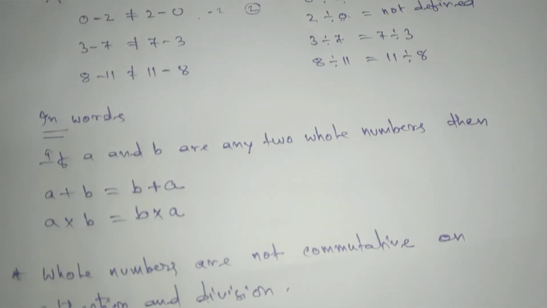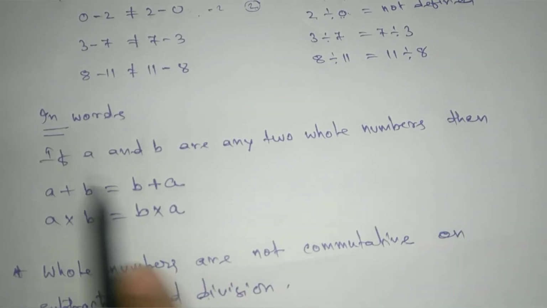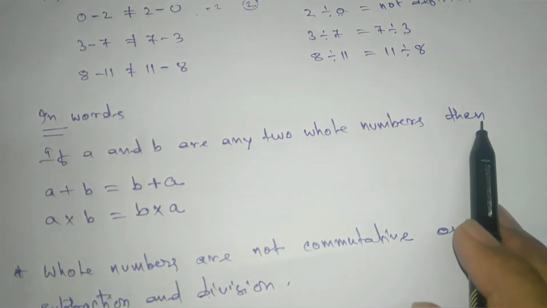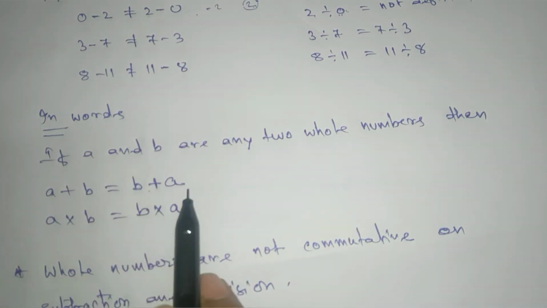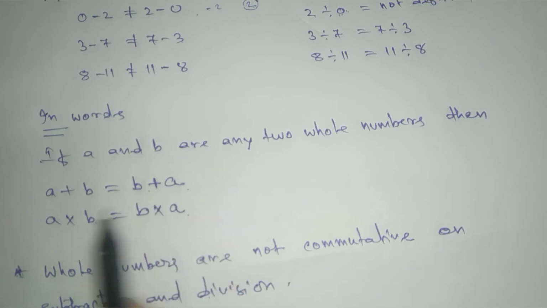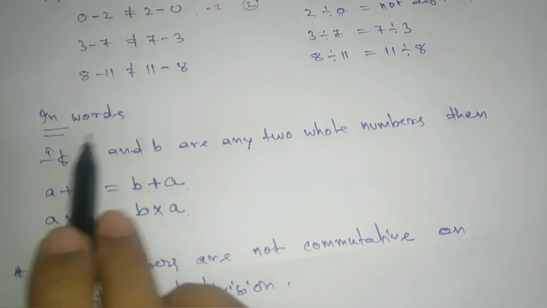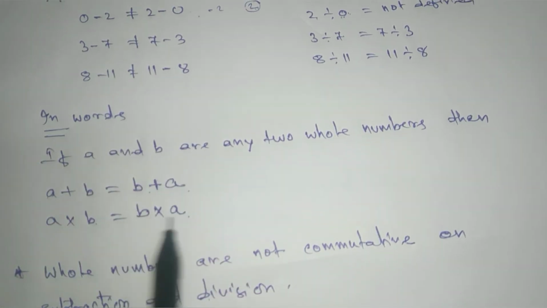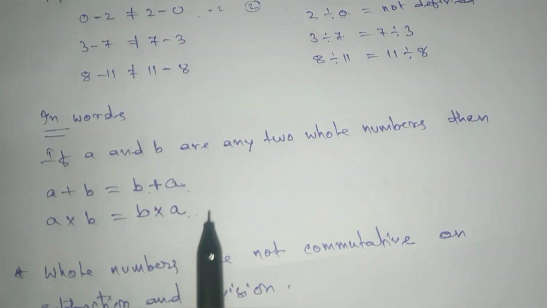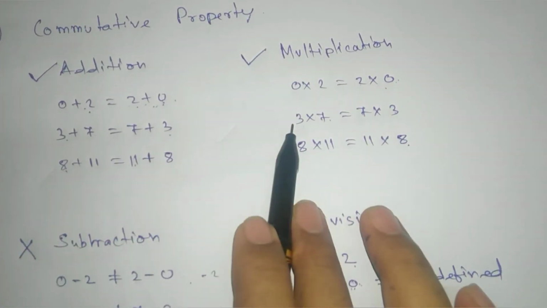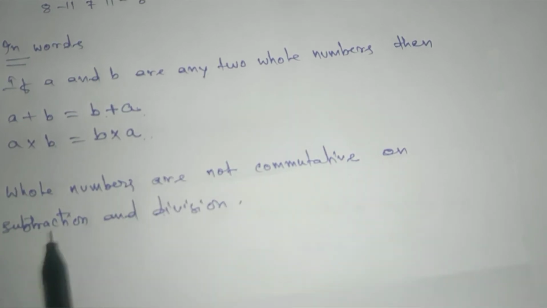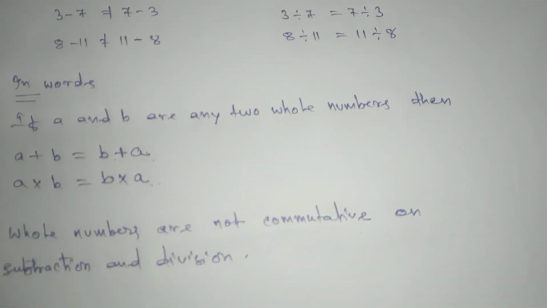So in other words, what is the commutative property for whole numbers? If a and b are any two whole numbers, then a plus b equals b plus a, and a into b equals b into a. What are a and b here? You can take any number. So this is your definition for the commutative property under addition and multiplication. These two are the property in words, and these are the examples. So whole numbers are not commutative on subtraction and division.